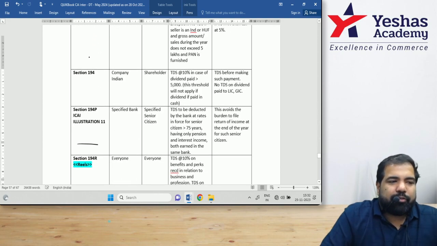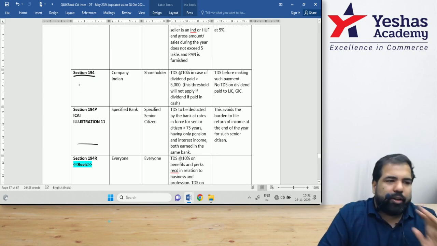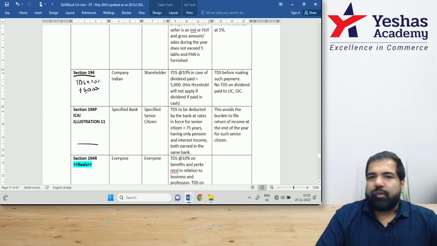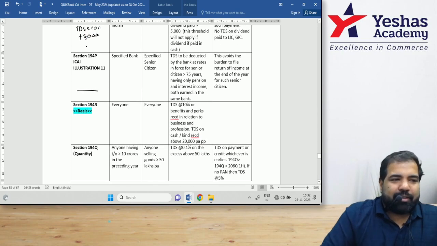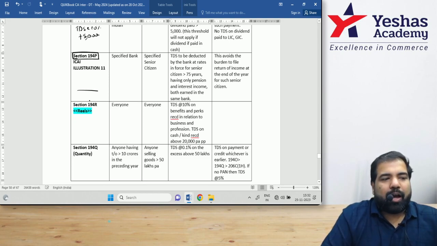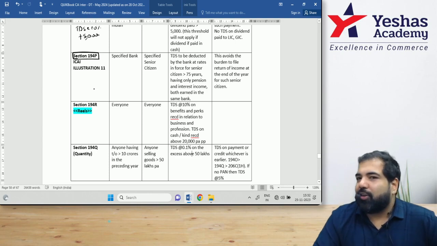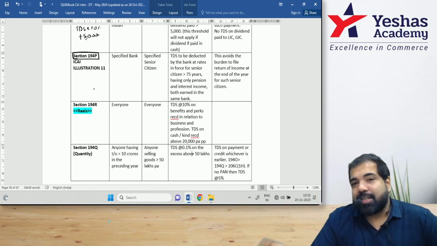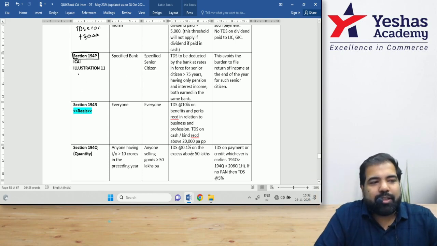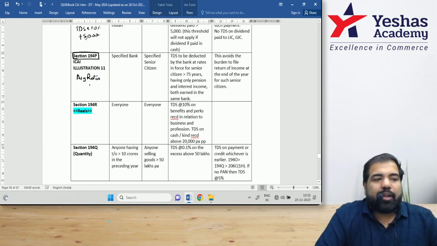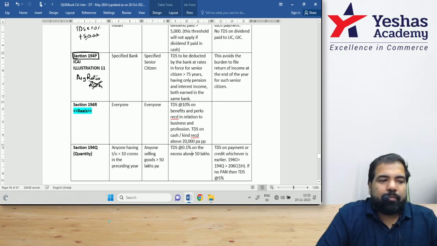Excellent, guys. 194. Dividend. If you get dividend, very common. TDS at what rate? If the dividend is more than exam question cash dividend. No limit. Excellent. Fully. Section 194P. How old are you guys? 75 years and more. And if you're that old and you get two income, pension and interest in the same bank, then the bank will become your CA. They will find out tax at what rate, guys, and they will deduct at that rate. After that, you don't have to file your return of income.